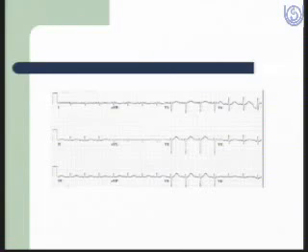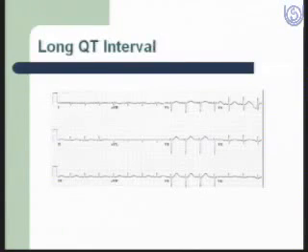Here you see the QT interval, from onset of Q wave to the end of T wave, is about 3/4 of the total RR interval. So this is a markedly prolonged QT interval.